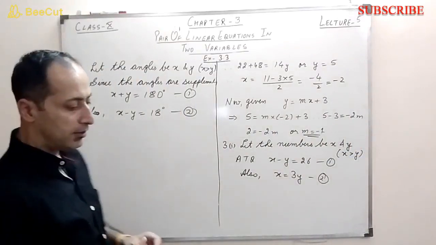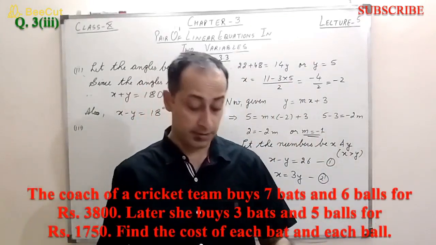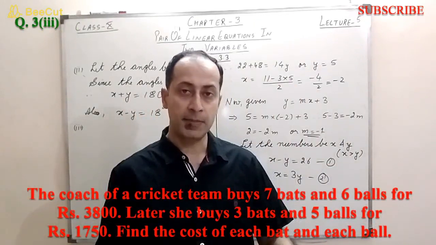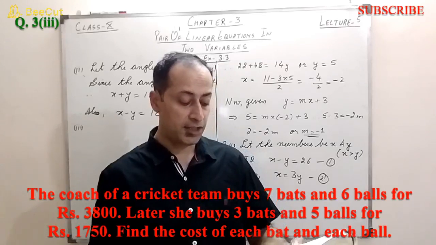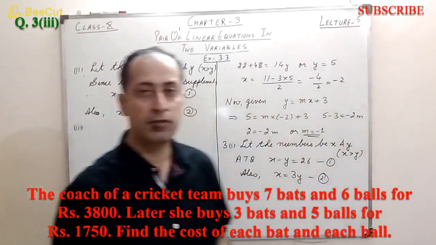Now in the third part of this question it is given: the coach of a cricket team buys 7 bats and 6 balls for rupees 3,800. Later she buys 3 bats and 5 balls for rupees 1,750. Find the cost of each bat and each ball. Now this is a question of finding the cost of a bat and ball.